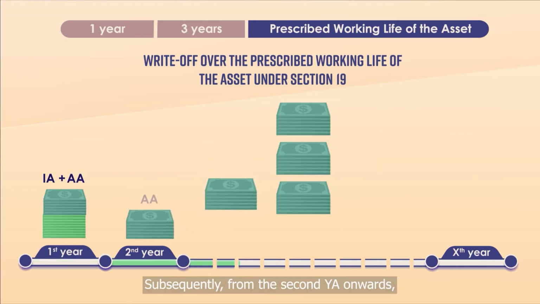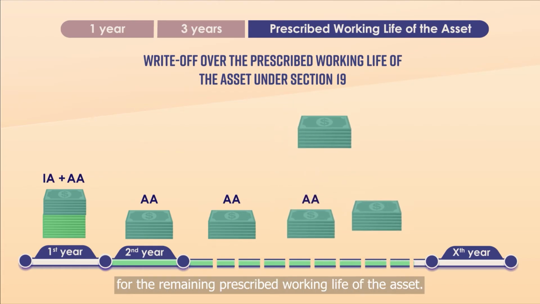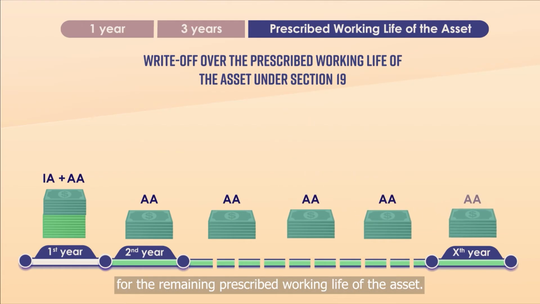Subsequently, from the second YA onwards, your company will only be claiming annual allowances for the remaining prescribed working life of the asset.